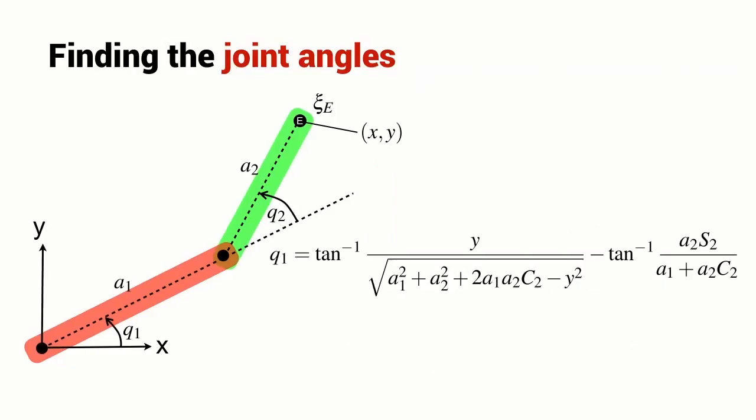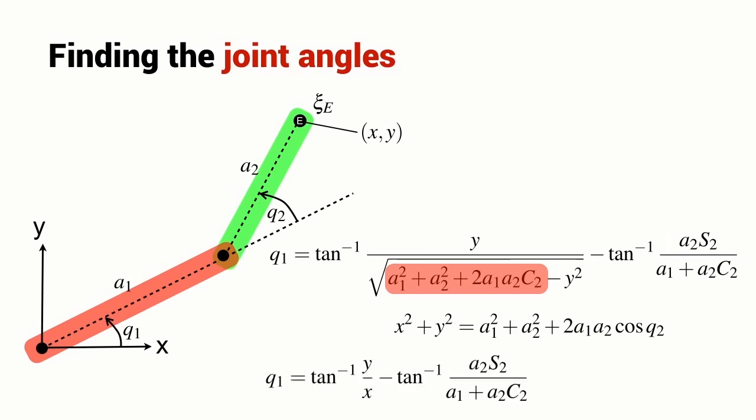Here again is our expression for Q1, copied over from the previous slide, and we may remember from earlier in our workings that we determined this particular relationship. x squared plus y squared is equal to this particular complex expression. So I can substitute that in and do some simplification, and I end up with this slightly less complex expression for Q1, and it is the same expression that I got following the geometric approach in the previous section.